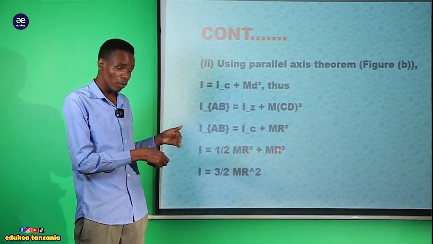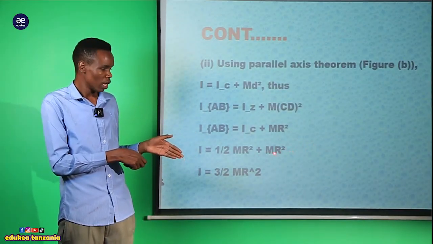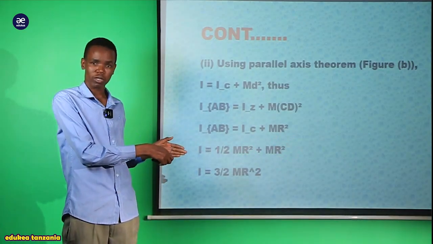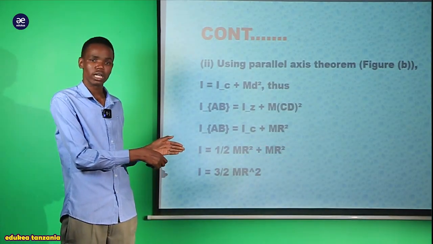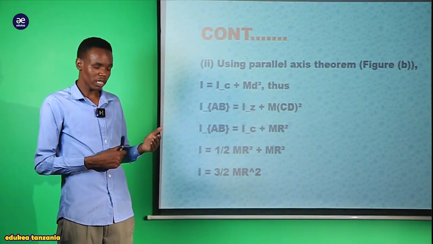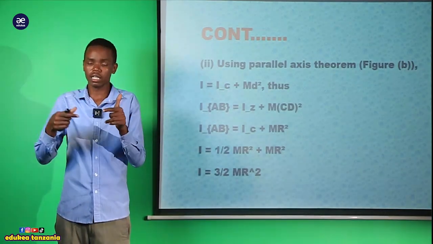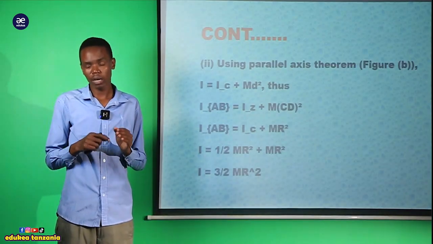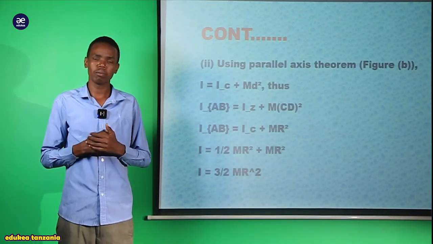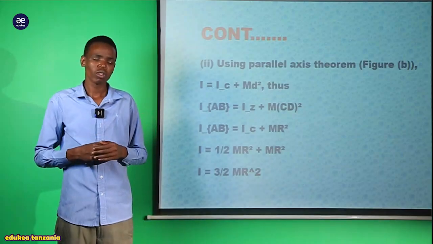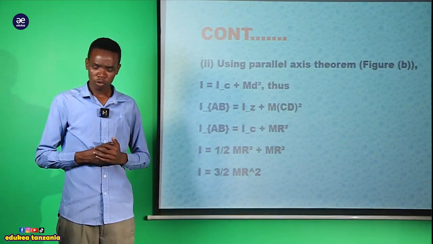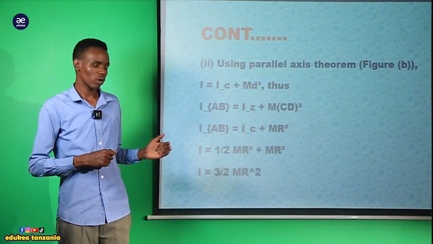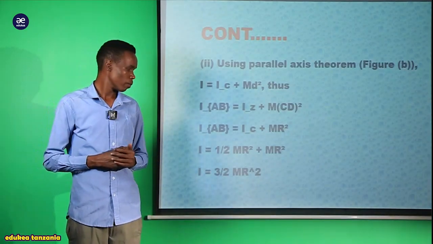Now let us simplify here. If we want to simplify, because M r squared is common for both terms, let us factor it out. If we factor out, we remain inside the bracket with half plus 1, then we multiply by M r squared. After that, we find that the moment of inertia I is equal to 3 over 2 M r squared.